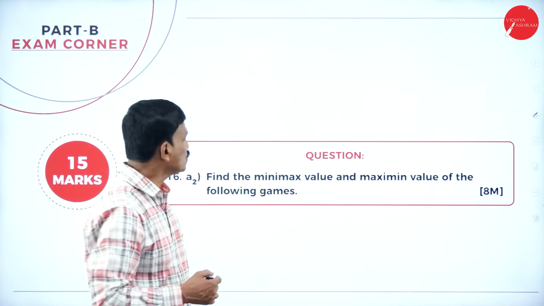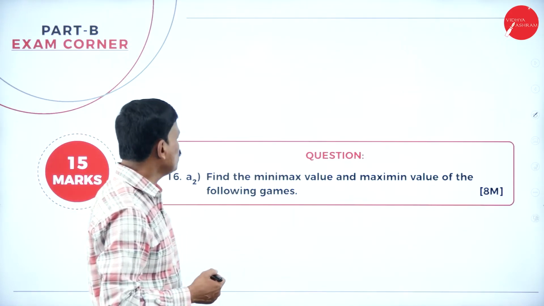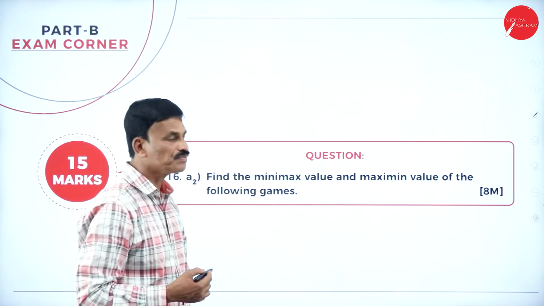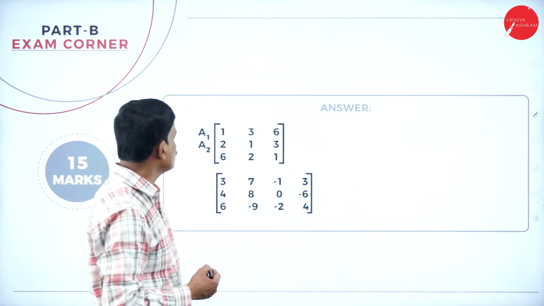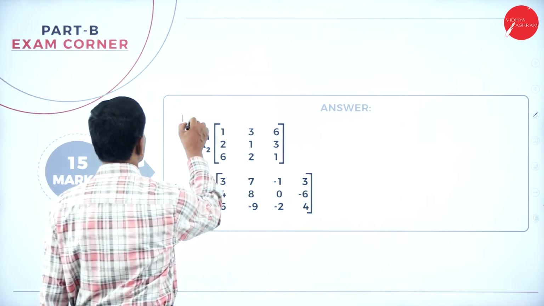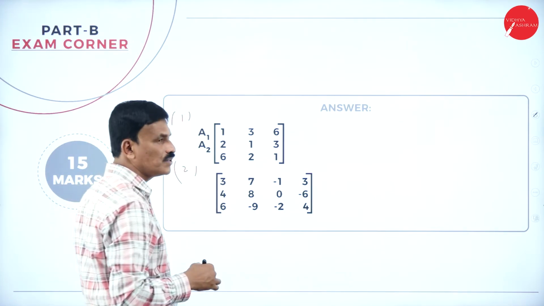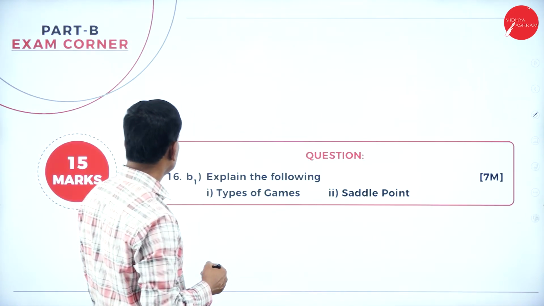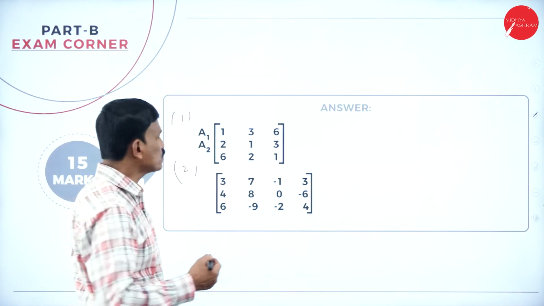Now let us come to the next question. Find the minimax value and maximin value for the following games. So what are the problems? These are the problems given. There are two problems. We have to find out the maximin and minimax values for these problems. Now let us come to the first problem.